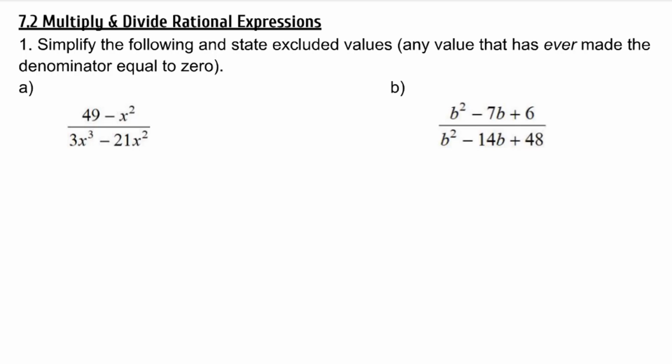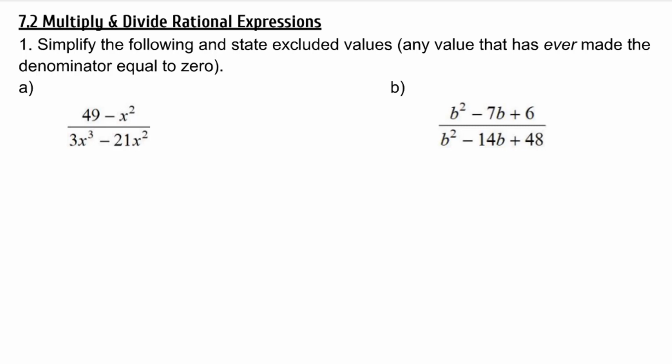Excluded values are any value that has ever made the denominator equal to 0. Even if that value reduces out and is not part of the denominator in the final answer, it is still an excluded value because at one point it made the denominator equal to 0. How do we deal with rational expressions? Now remember, you cannot reduce any common terms unless you have a product in the numerator and the denominator. You can only reduce values that are factored.